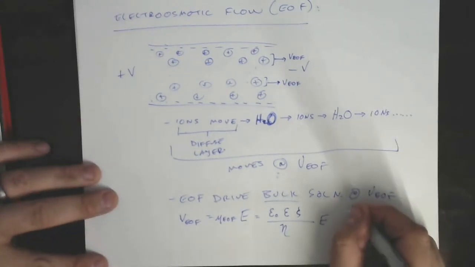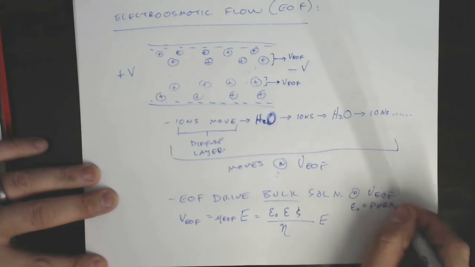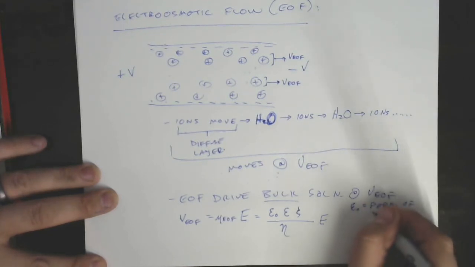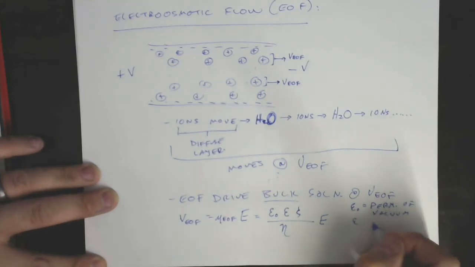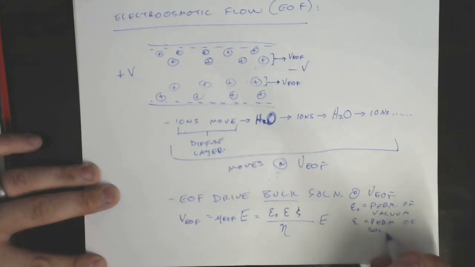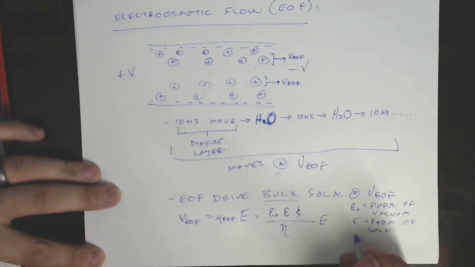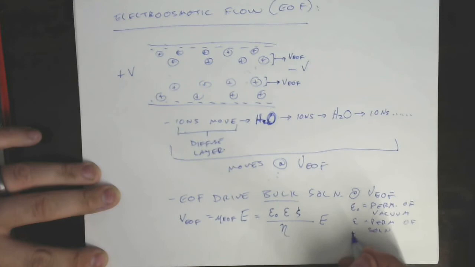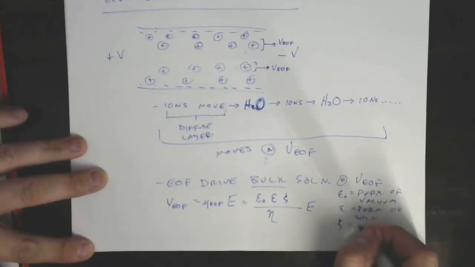So let's just remind you that epsilon sub 0 is the permittivity of the vacuum, a physical constant of the universe. Epsilon, without the sub-zero, is the permittivity of our solution, which is a property obviously of the solution. And finally zeta is the zeta potential.